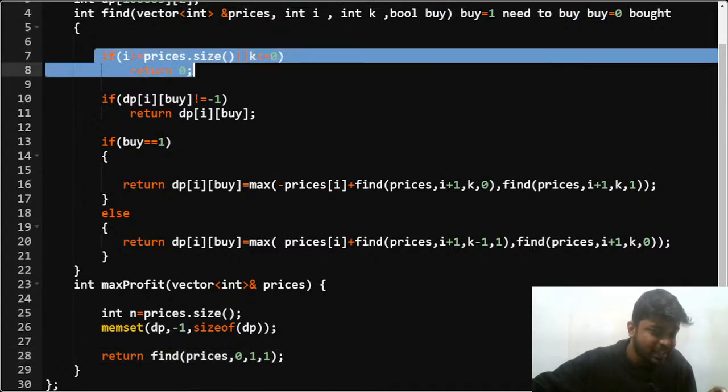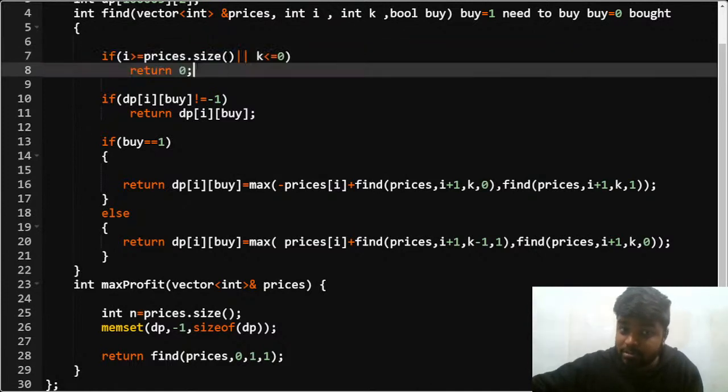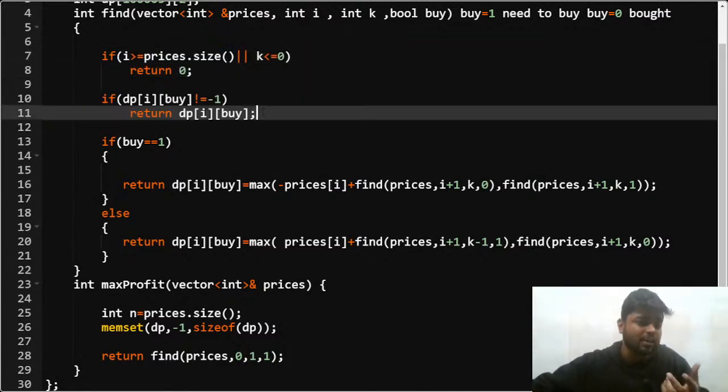Now what would be the situations in this function? If I reach the end of the array, that is, if i is greater than or equal to n, or if I have already completed the transaction, that is buying and selling, in that case I will simply return 0 from this function. This DP part I will come to later, but let me explain this part.